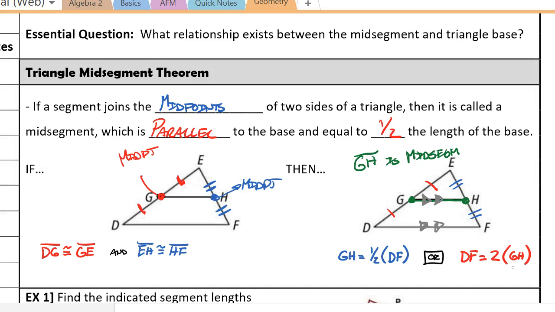Okay, now a couple things to point out. First of all, this DG here is congruent to GE. It does not mean it's congruent to EH or EF. Okay, this is the midpoint of this side, and this is the midpoint of this side. So notice the number of tick marks that I have in my triangle mean that this is congruent to this, but it's not congruent to the other side. That's a common error that students make in terms of the midsegment. Just wanted to point that out before we try a problem.